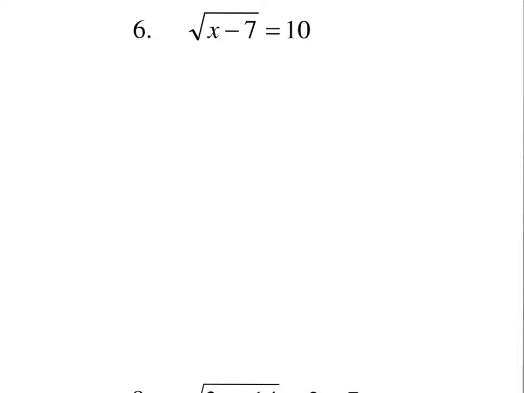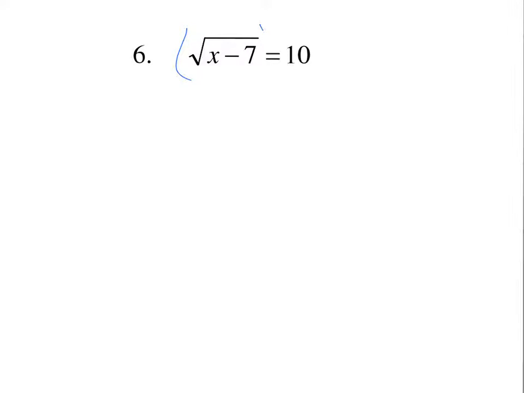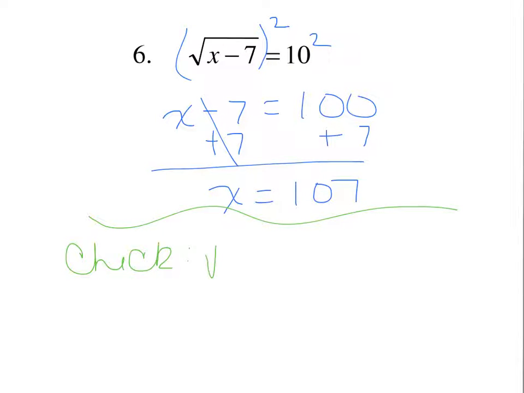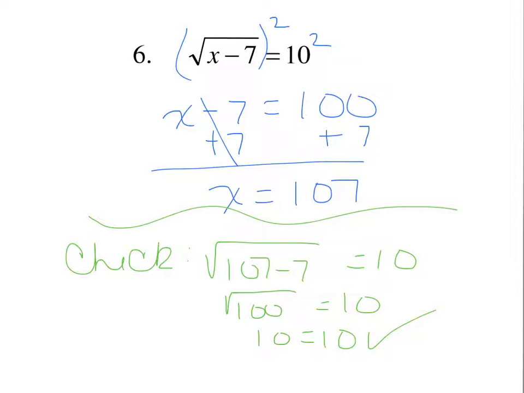On number 6, we're going to square both sides. We have x minus 7 equals 100. Then we add 7 to both sides. We get x equals 107. And we check, by substituting 107 for x in the original equation. 107 minus 7 is 100. The square root of 100 is 10. So 10 equals 10, and this checks out.